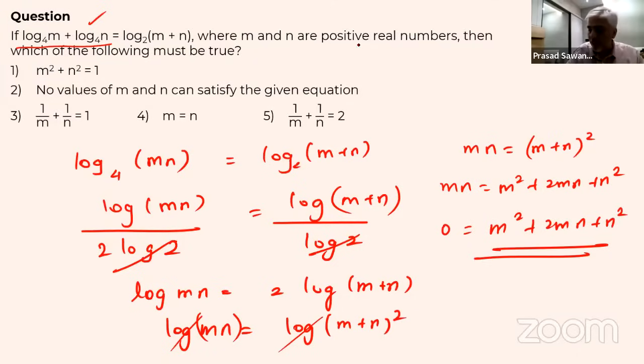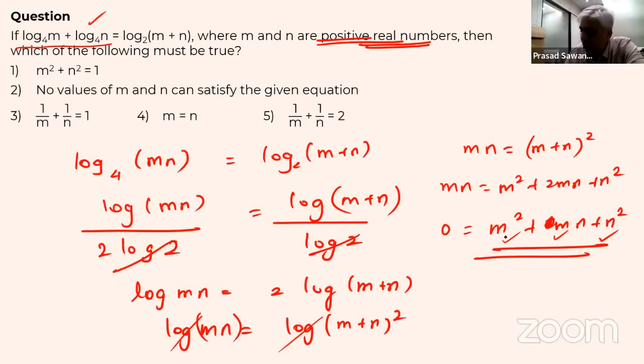They have told us m and n both are positive real numbers. If they both are positive, then this cannot be what? If you think carefully, this will become mn, not 2mn, sorry. This will be mn. M square plus mn plus n square. None of the options will satisfy.